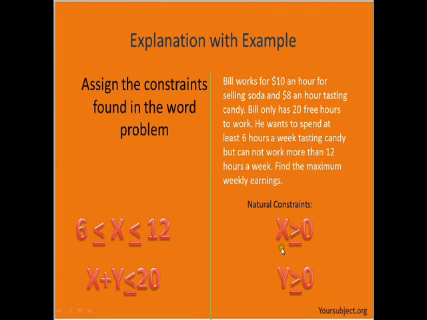We also have natural constraints. We have natural constraints because X cannot be less than 0 and Y cannot be less than 0, since it is impossible for him to work negative hours at his job.